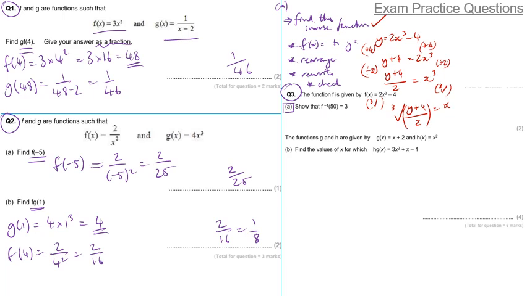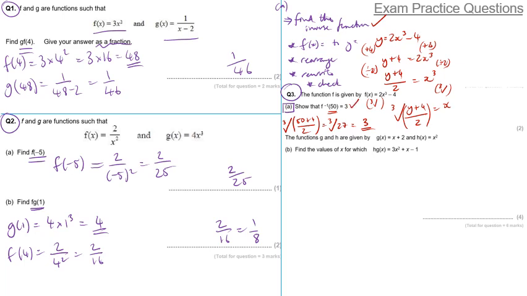We now need to show that when 50 is the input on this, the output's 3. So we've got the cube root of 50 plus 4 divided by 2. So that's the cube root. We've got 54 divided by 2, so the cube root of 27, which works out nicely as 3. We've shown this.